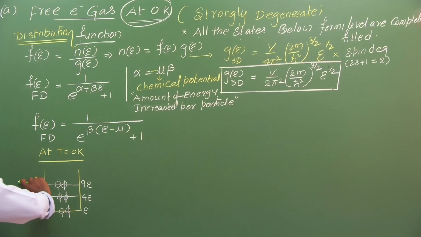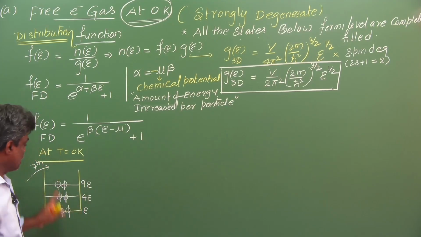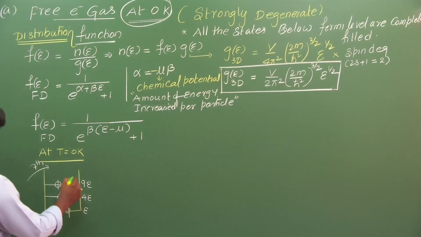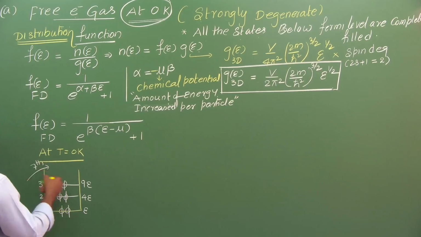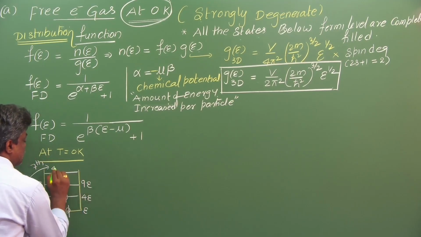Now a 7th electron is coming. Try to understand carefully. Definitions you can't remember; you can remember only these situations. A 7th electron is entering. Where will that 7th electron be occupied? Which state? This is the first state, second state, third state. To which state does it go? Fourth state.